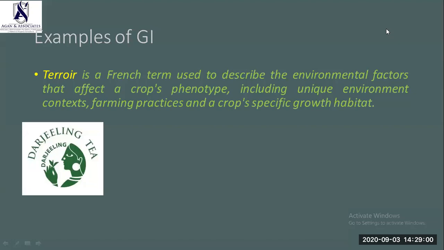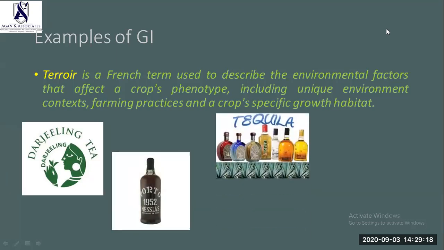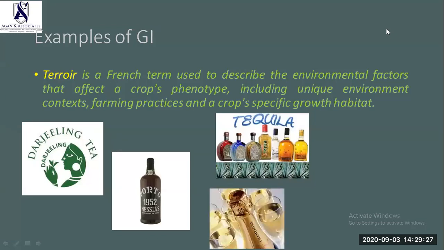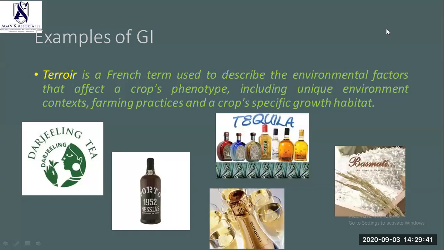When we think of tea, it's more than just tea, because the specific taste is attributable to Darjeeling in India. For more examples, tequila is attributable to Mexico. Champagne, again, is attributable to the village of Champagne in France. Basmati is also another very common rice that we even hear of in Kenya, and I'm sure in many other parts of the world. Now, look at all these examples. You'll realize that, yes, there are aspects we have covered of trademark.